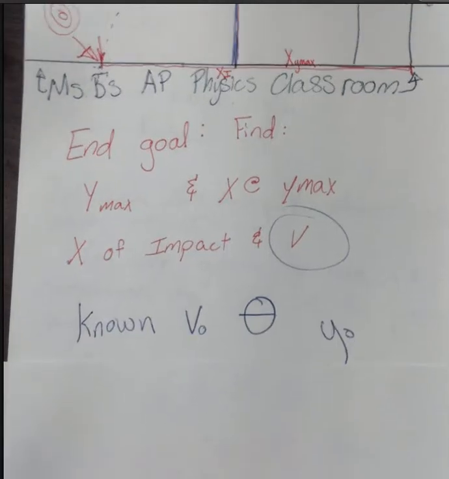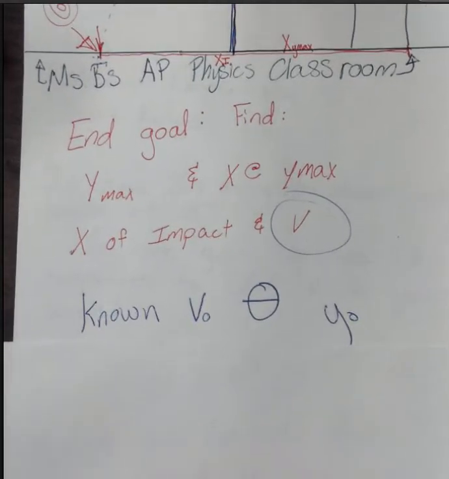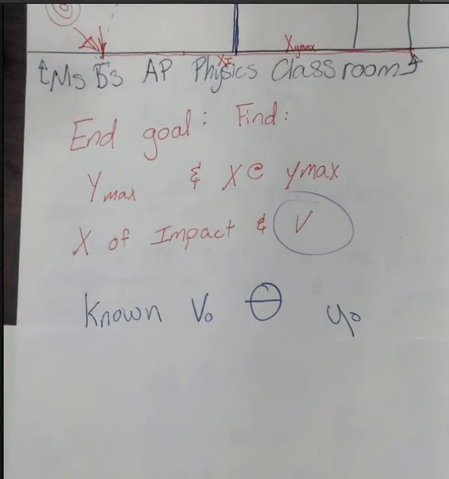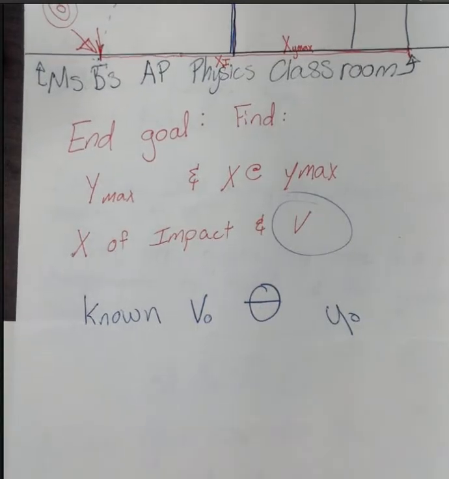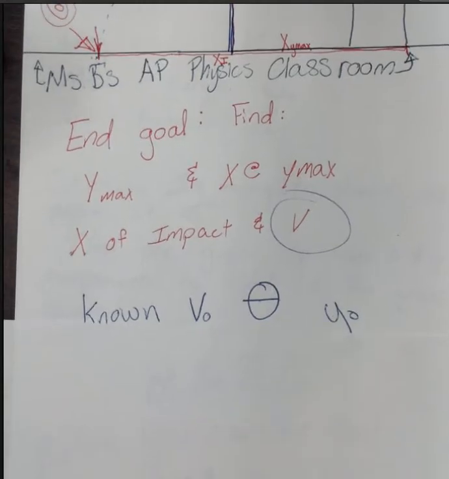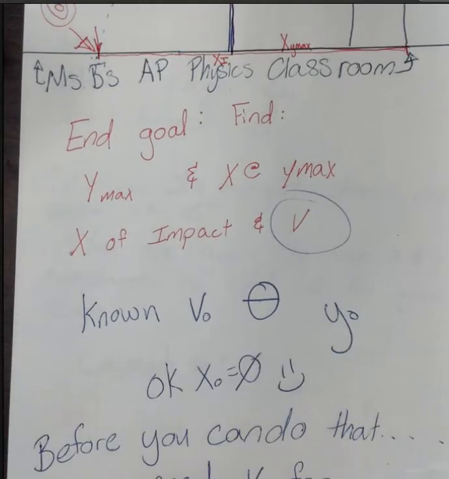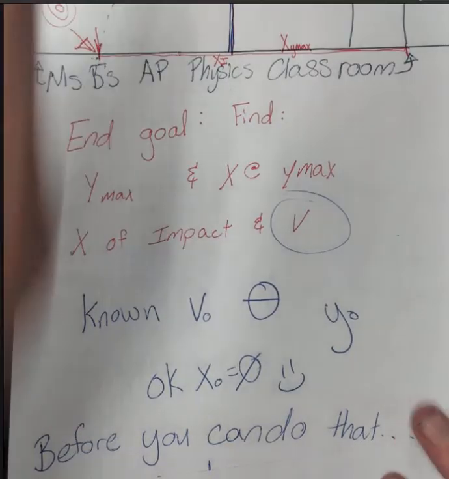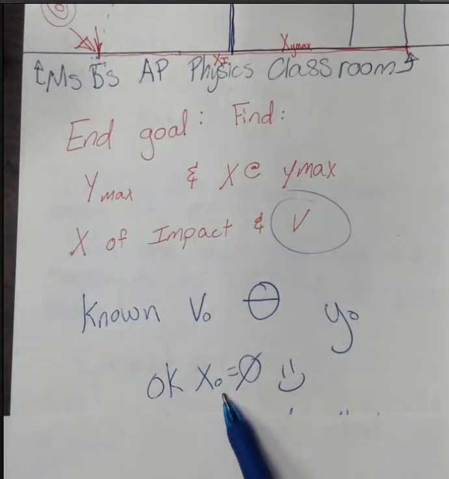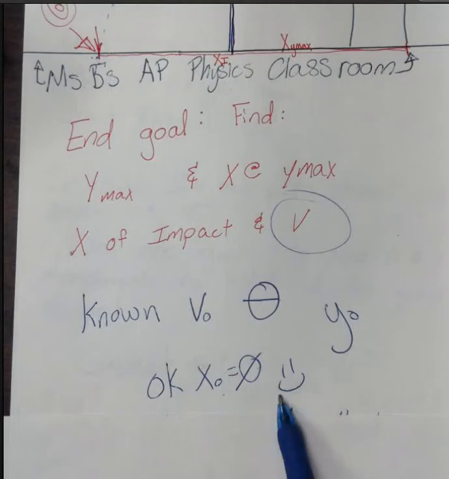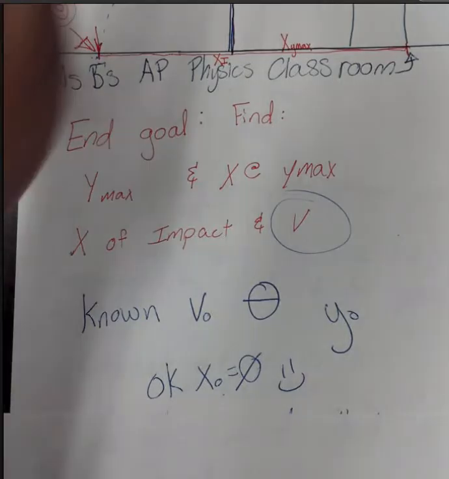Good news is you have several knowns for this lab. You're going to know your initial velocity. You're going to know your initial angle of launch, and you're going to know your initial position in the vertical direction. But in order, and it's okay if you set your initial position in the horizontal direction to x. Yeah, you're welcome. You can do that.